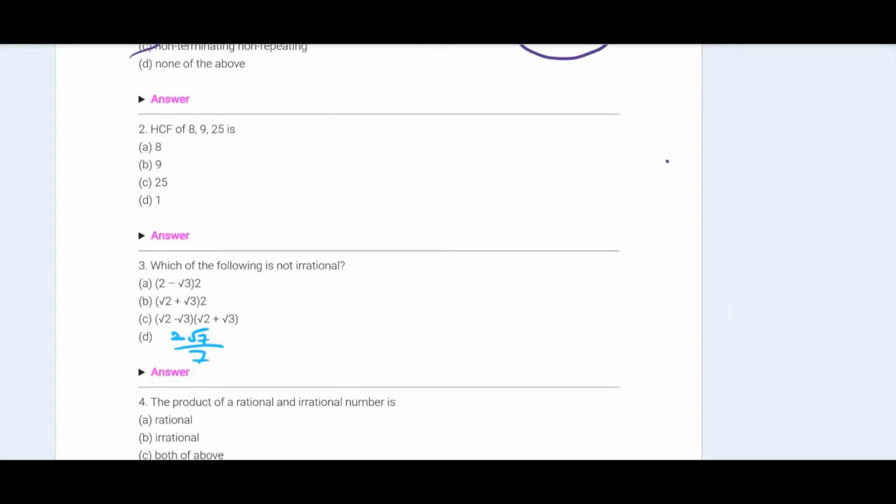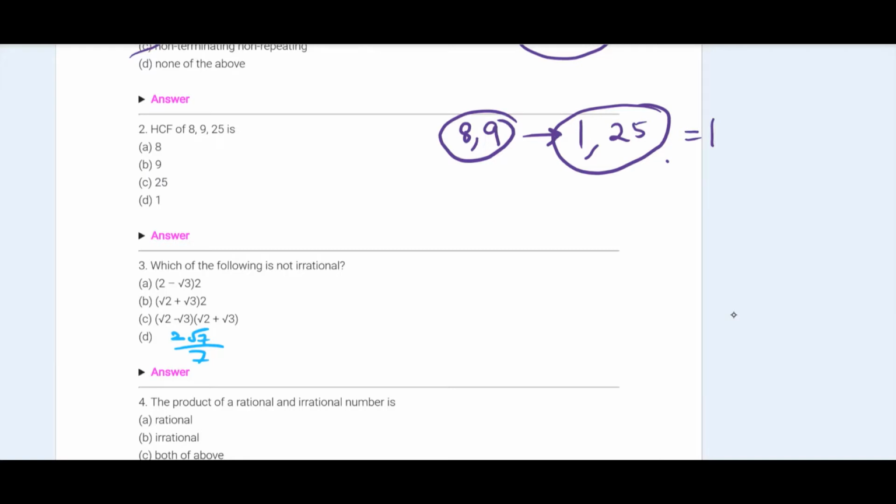Second question. HCF of 8, 9 and 25. So first pick up two numbers 8, 9. The HCF of these two numbers is 1 and HCF of 1, 25 is 1 again. So the answer is option D.